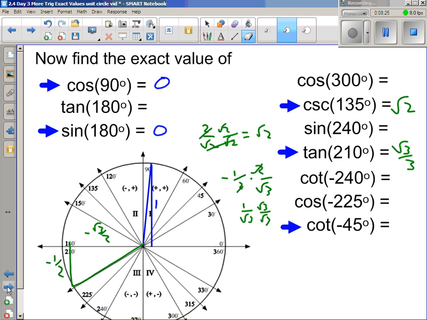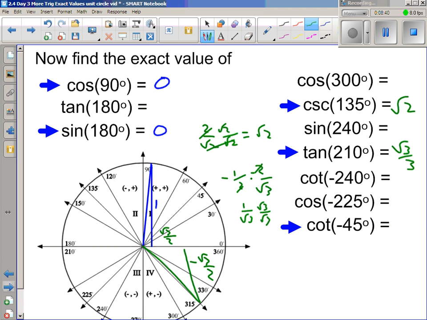Finally, we can look at cotangent of negative 45. All we do there is spin around. It's essentially a 315-degree angle, but we've got negative. It's negative root 2 over 2 for the opposite, root 2 over 2 for the adjacent. Cotangent's going to be adjacent over opposite. They got the same value, but there's a negative there, so you would get a negative 1.